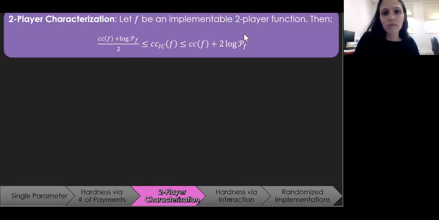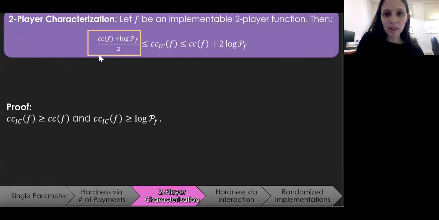Okay, thanks. So now let's see the proof of the two-player characterization. The first part is pretty trivial. First of all, implementing the function includes computing the function, so this inequality necessarily holds. And also, as we said before, the communication complexity of a function is always at least the log of its range. So this is how we get the second inequality. We're done with this part.